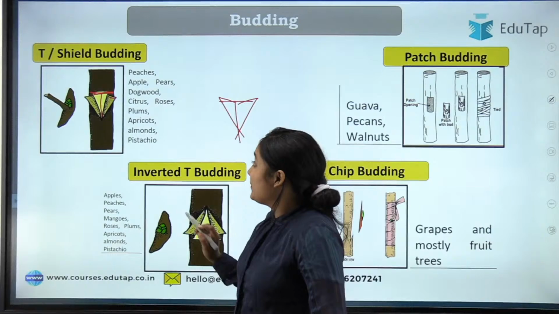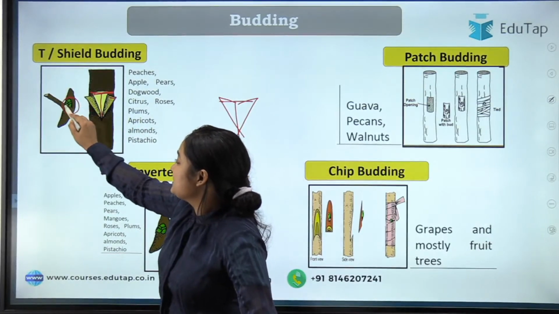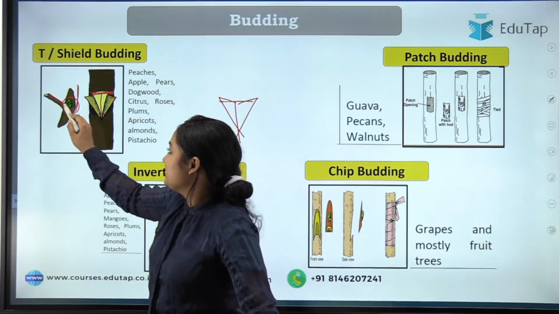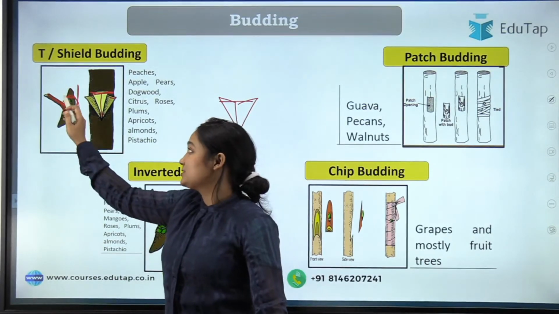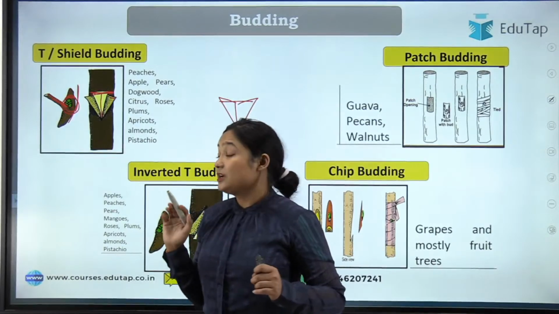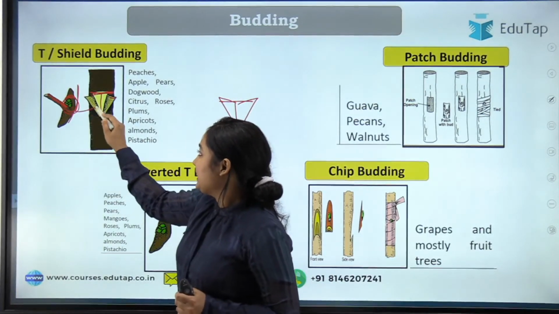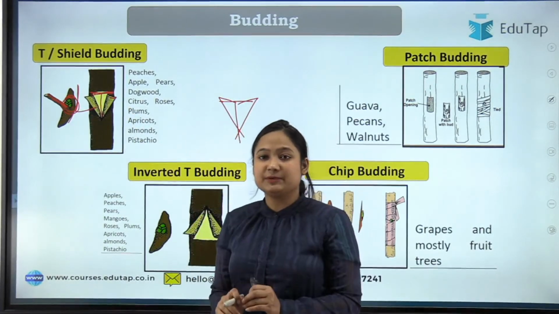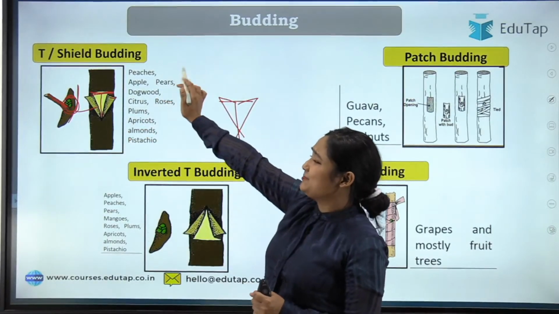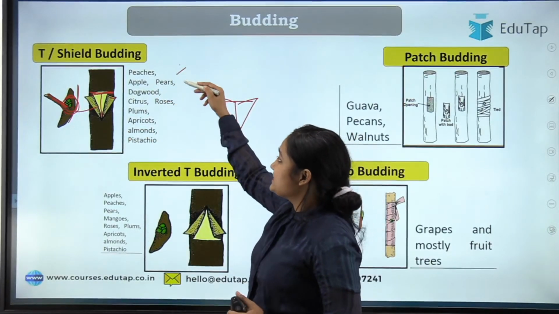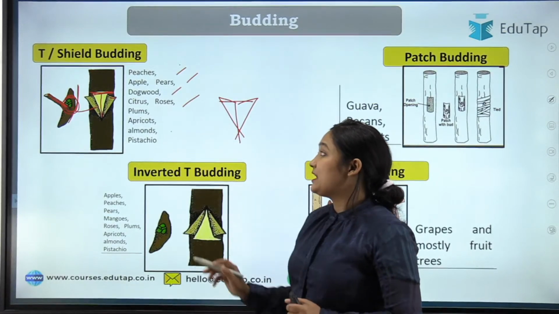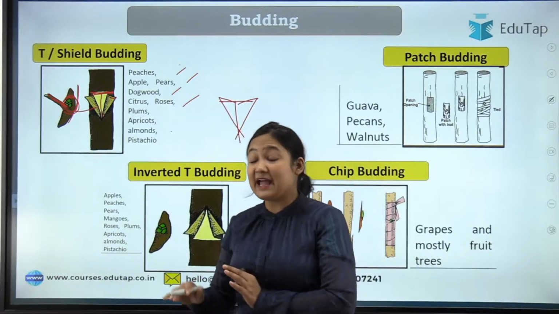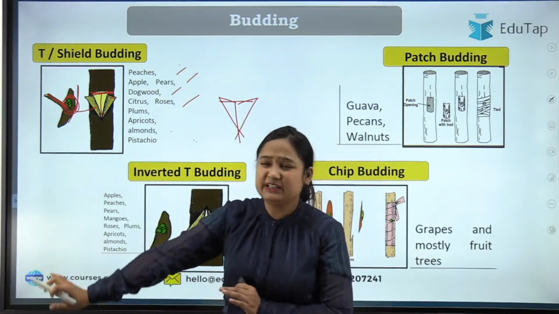Okay, once this is open, you take the bud part. See, between two branches, this is the main branch and this is a particular green part, that is the bud. This will be responsible for further sub branching. So you pick this part and put it there and then you close it. This is your simplest budding, T budding. Examples: peaches, apple, pear, dogwood, citrus, rose, plums, apricot, almond, pistachio. The most common method is T budding, and again remember it, T budding is quite easy.